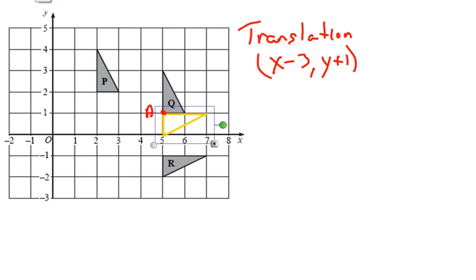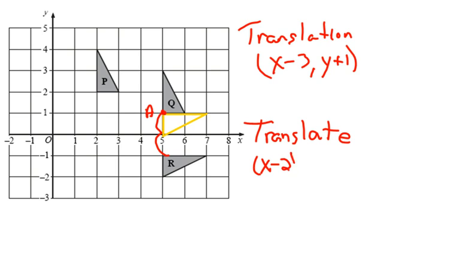So if I was to write the rules, if I was to say translate it with this rule. Now my x is going down how many? 1, 2. So it's going down again, so it's x minus 2. And is the y going anywhere? The y is not going anywhere. So it's x minus 2. And we have y, because the y doesn't change at all.